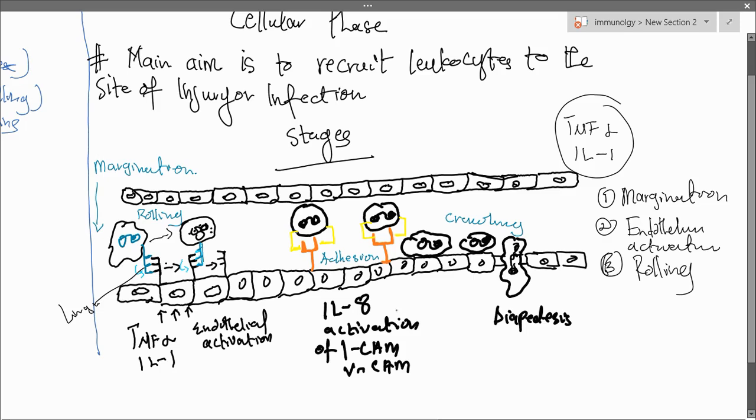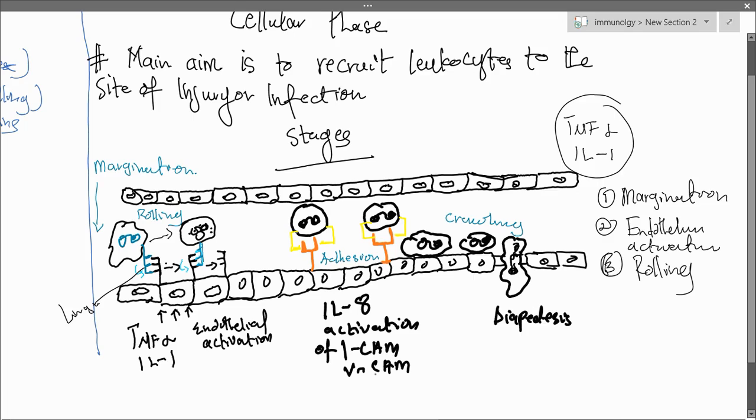And then as the white blood cells begin to roll, these inflammatory mediators, interleukin 8, cause what we call activation of structures, cellular adhesion molecules we call ICAM and then VCAM. So these are cellular adhesion molecules. And what they do is that they automatically immobilize the WBCs. They make them stop. So they immobilize the WBC, and that is why we call it the adhesion stage.